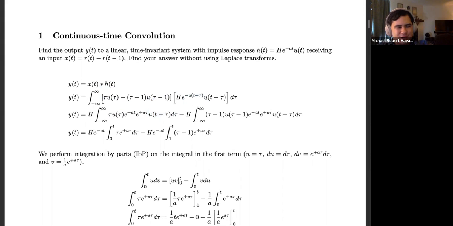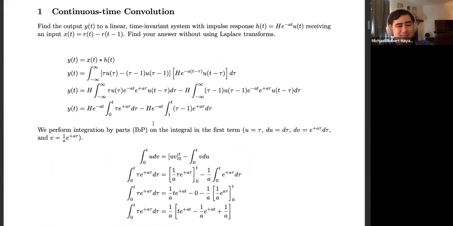And then we can change the bounds of our integral using these step functions. And we can also pull out e to the minus at out of both because it is not a function of tau. So it acts as though it's a constant with respect to the integral. So h e to the minus at, integral from 0 to t of tau e to the positive a tau d tau, minus h e to the negative at, integral from 1 to t of tau minus 1 e to the plus a tau d tau.